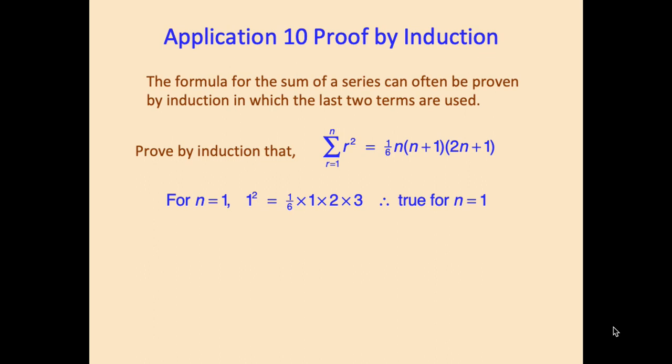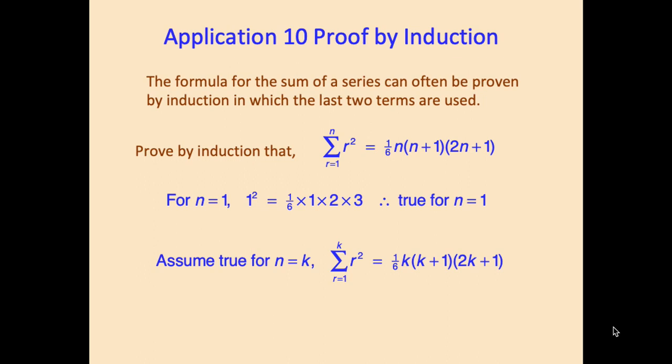The first step is to show that it's true for r equal to 1, or n equal to 1. So r squared will be 1 squared, and on the right we would have 1/6 times 1 times 2 times 3. And sure enough, that is equal to 1. 1 squared is 1. So the formula is true for n equals 1. Then we assume it's true for n equals k.